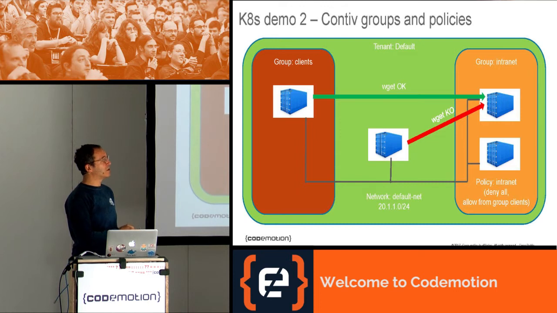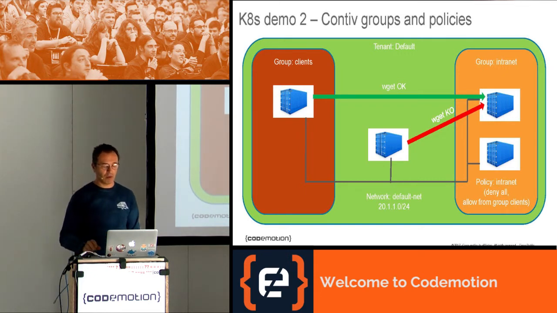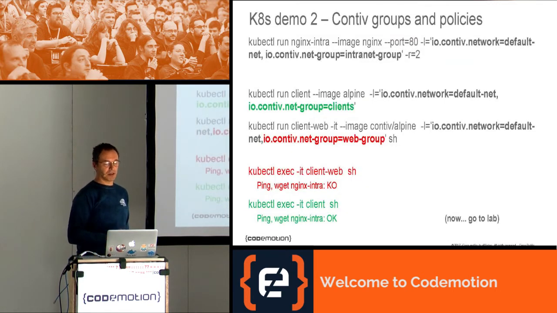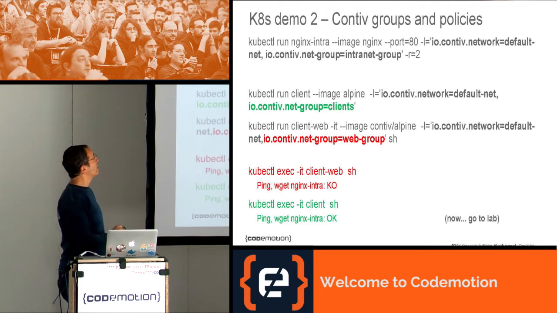So all the objects that live in this group will be able to communicate to these containers. So running web servers here, I can verify that if I run wget here, which is an HTTP client, to call the web server in here, I can connect to all the pods running in the intranet group. If I am outside the group called clients, I will not be able to connect. So the HTTP client will fail. How can I create this? Now we will go to the lab.